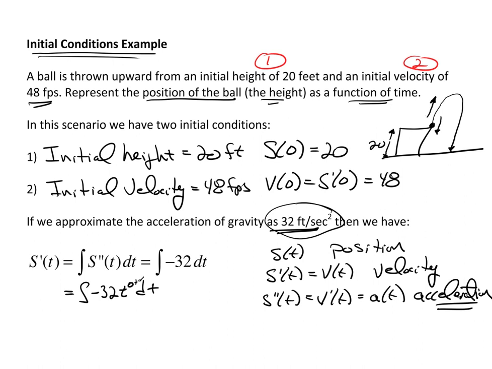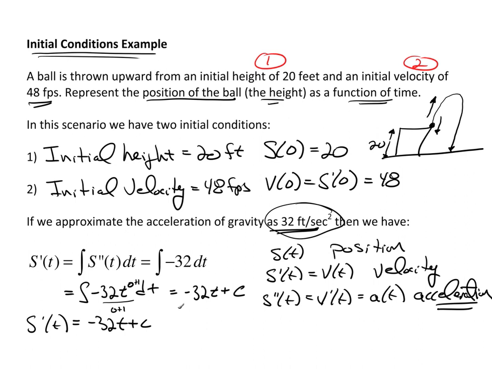So if I do like I normally do, add 1, divide by that amount, and then what do I get? I will get negative 32 t plus c. So I know that s prime of t equals negative 32 t plus c. But before I can keep going, I need to figure out what this value of c is. But I know this is the velocity function, and the initial velocity was 48.